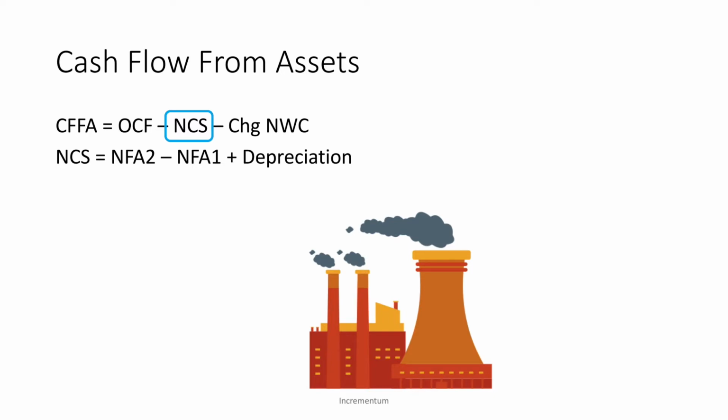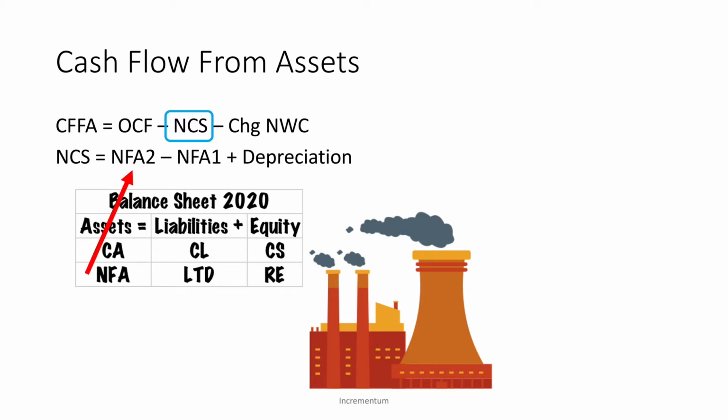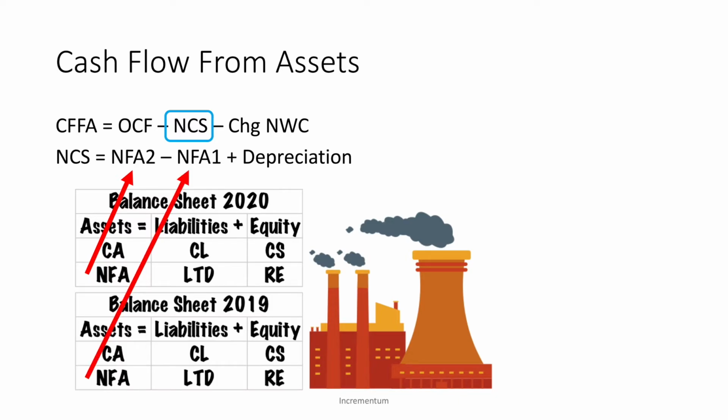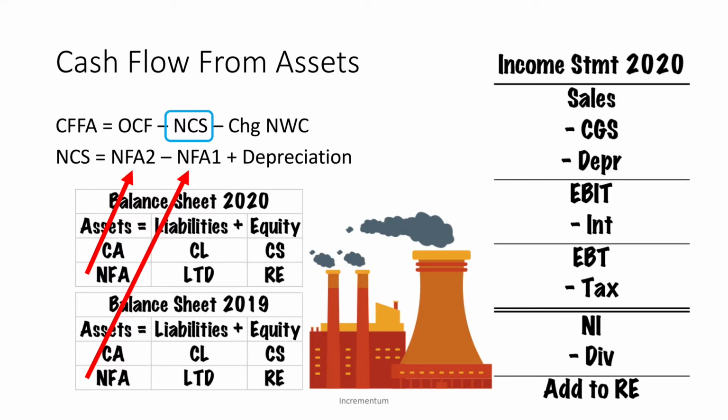It's important that we add depreciation here, because if we don't, then we're not calculating net capital spending. Net fixed assets at the end of the year minus net fixed assets at the beginning of the year is just change in fixed assets, not net capital spending. So if we're trying to calculate net capital spending for 2020, we're going to need the 2020 balance sheet for net fixed assets at the end of the year. We're going to need the 2019 balance sheet for net fixed assets at the beginning of the year, because net fixed assets on December 31st, 2019 is the same as net fixed assets on January 1st, 2020. And depreciation will come from the 2020 income statement.